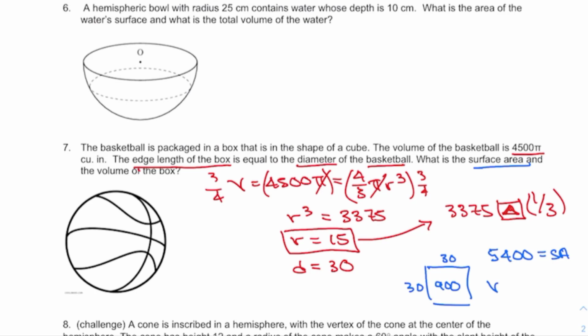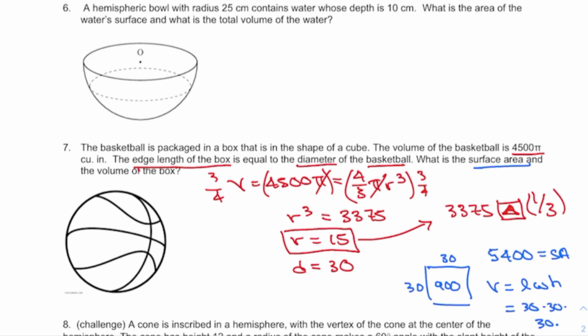And then the volume is just going to be length times width times height, where each part is going to be 30. So I just do length times width times height, and I'm going to end up with my volume from that. So 30 times 30 times 30. Then just plug that in your calculator and you'll get the answer for the volume of the box.